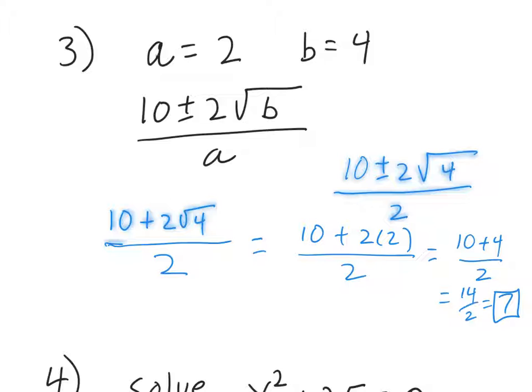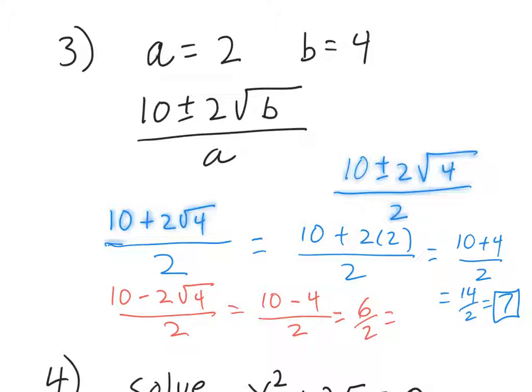And then the negative one, we're going to do 10 minus 2 times the square root of 4 over 2, which is 10 minus 4 over 2, which is, actually, 6 over 2, let's erase. 6 over 2, which is 3. So our answers are 3 and 7.